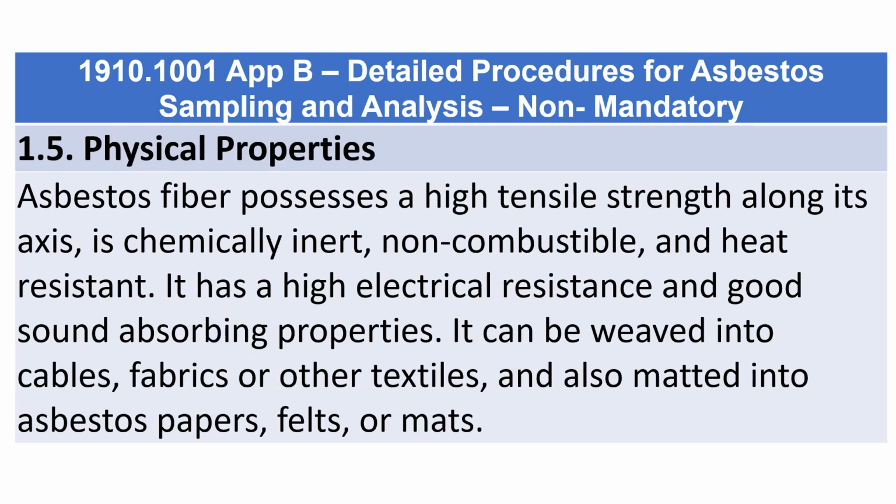1.5. Physical properties. Asbestos fiber possesses a high tensile strength along its axis, is chemically inert, non-combustible, and heat-resistant. It has a high electrical resistance and good sound-absorbing properties. It can be woven into cables, fabrics or other textiles, and also matted into asbestos papers, felts, or mats.